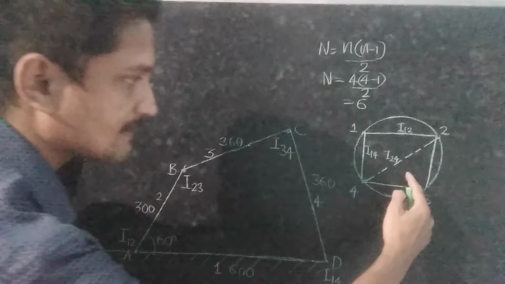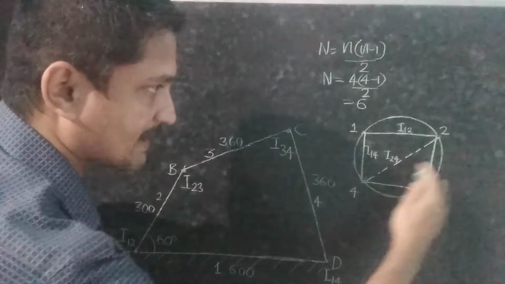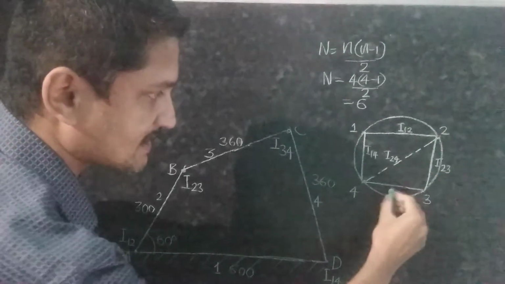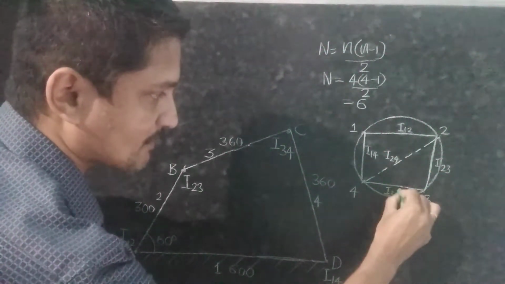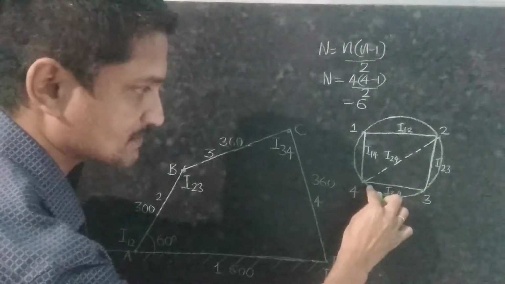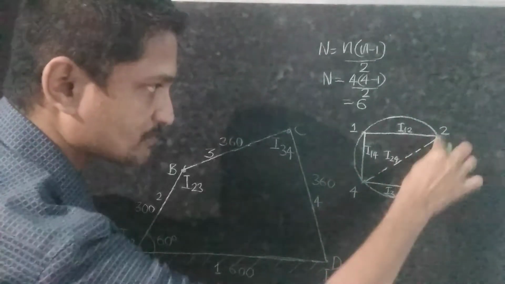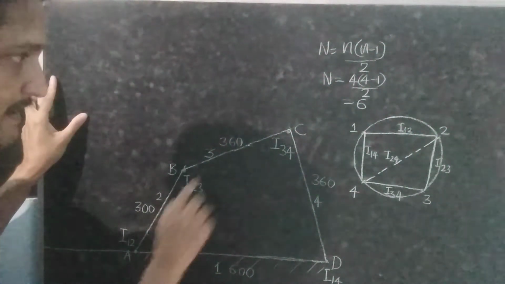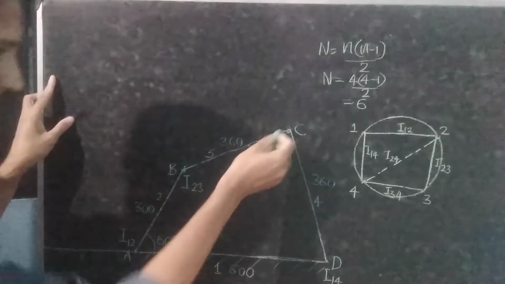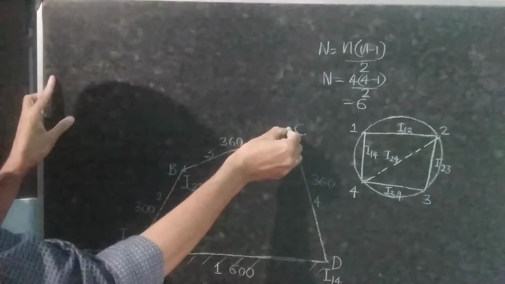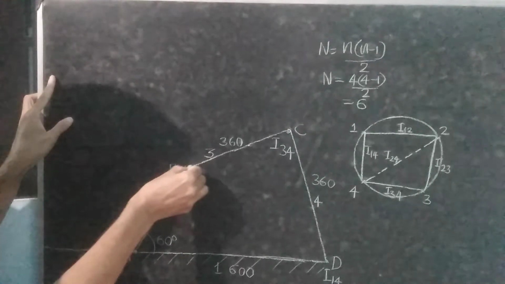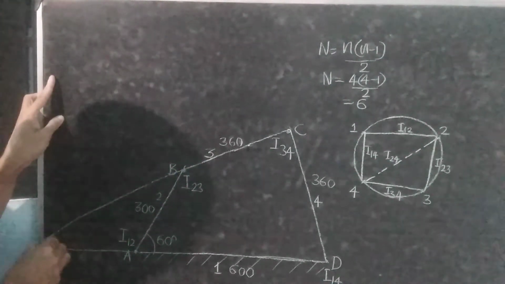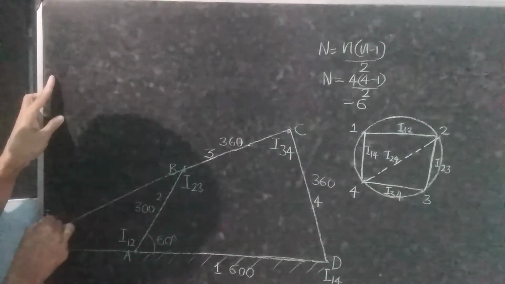Then when we consider the bottom triangle, I23, I34 and I24 must be on a straight line. When we apply both these conditions, we can easily find out this I24 here.